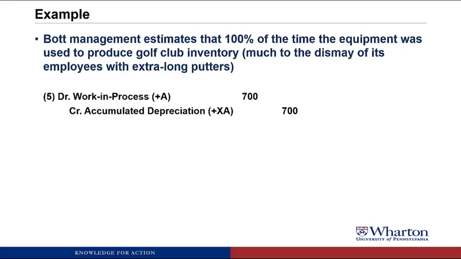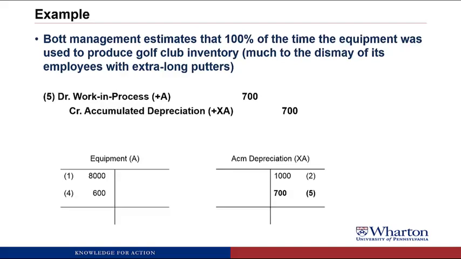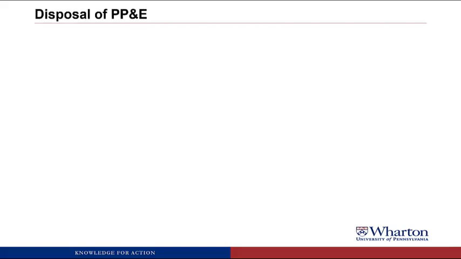None of it was used for personal use, and so there's no SG&A component to this. We then go ahead and put that $700 into the accumulated depreciation account. Next, we're going to talk about disposal of property, plant, and equipment.